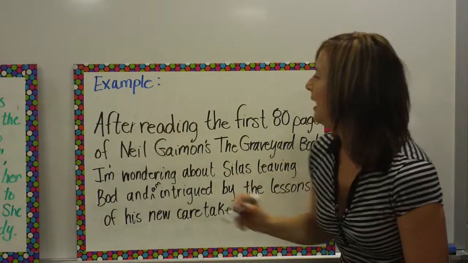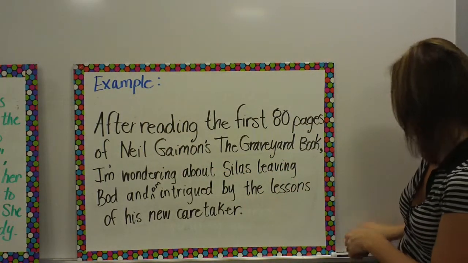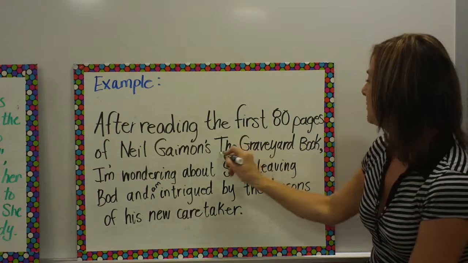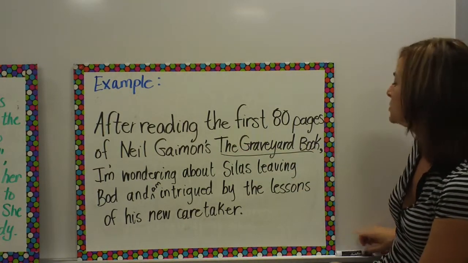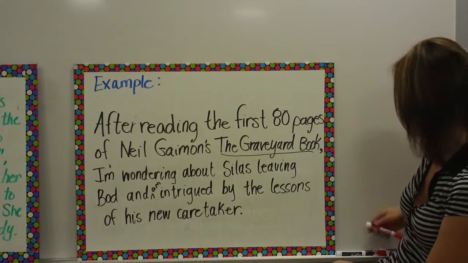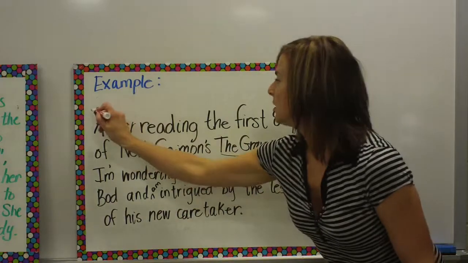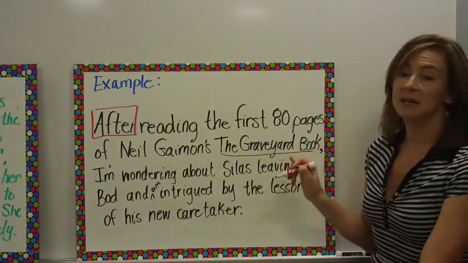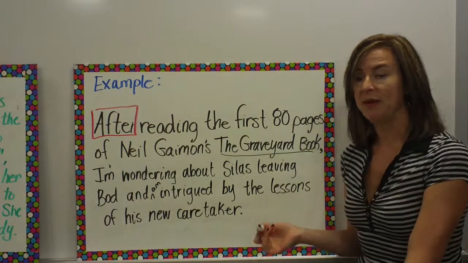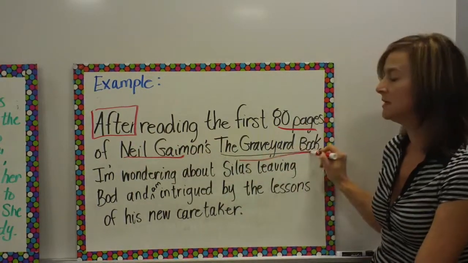So, after reading the first 80 pages of Neil Gaiman's The Graveyard Book, I'm wondering about Silas leaving Bod and am intrigued by the lessons of his new caretaker. So let's take a look at my topic sentence. I start with that subordinating conjunction, after. Then I cite my book, the author, and the pages I've read right here. 80 pages, there's my author, there's my title.